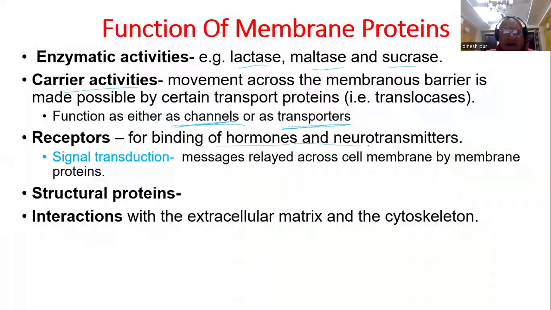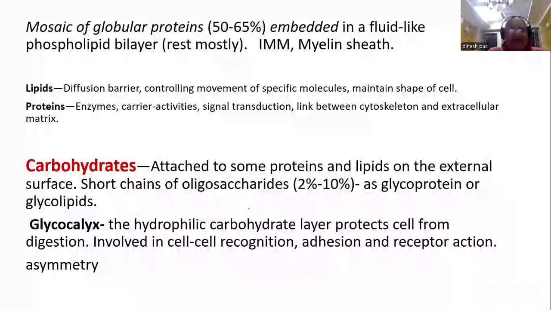Receptors for hormones and neurotransmitters: this again you will learn later on. Certain hormones bind to the cell surface, and then certain intracellular events are influenced with the help of cyclic AMP, etc., called second messenger. So initially the hormone or neurotransmitter would interact with the proteins. Then, of course, there are structural proteins. And finally, their interaction with the extracellular matrix on the outside and the cytoskeleton on the inside.